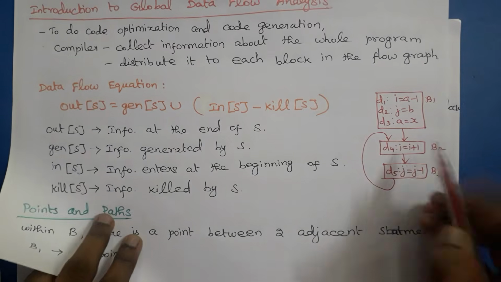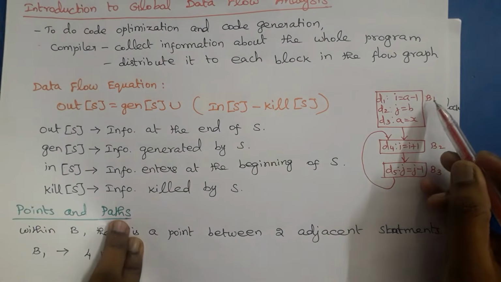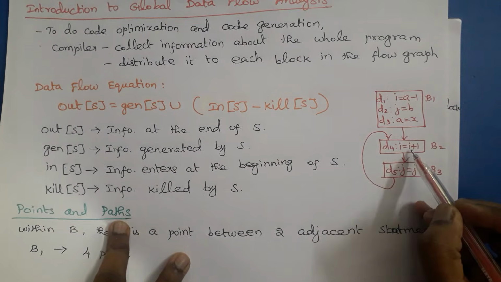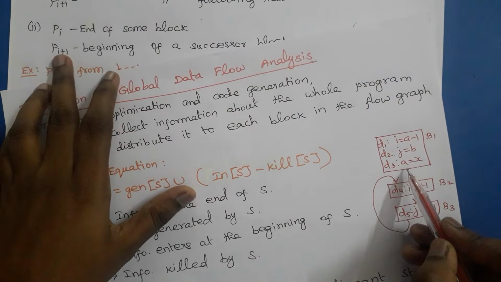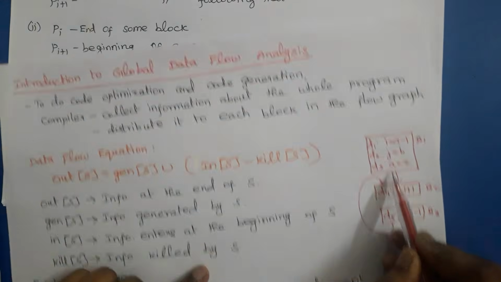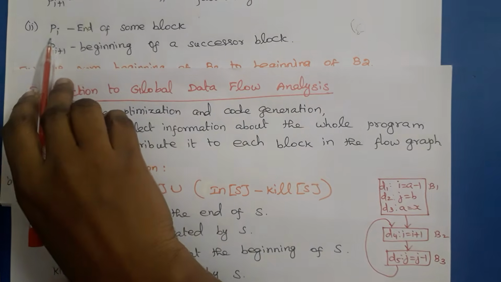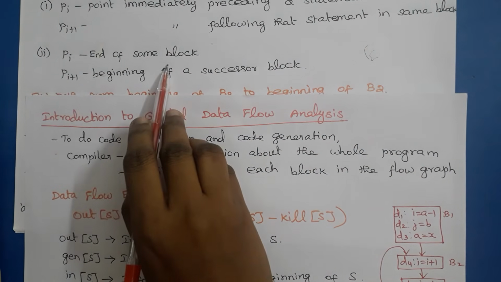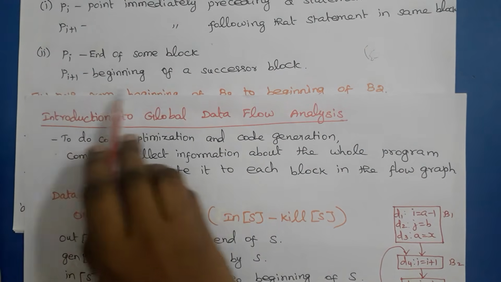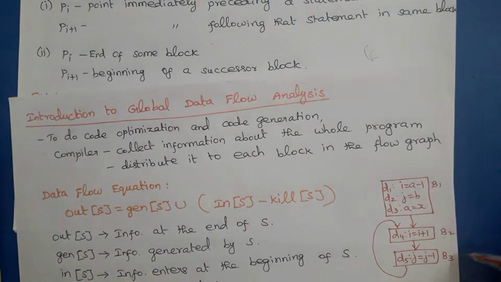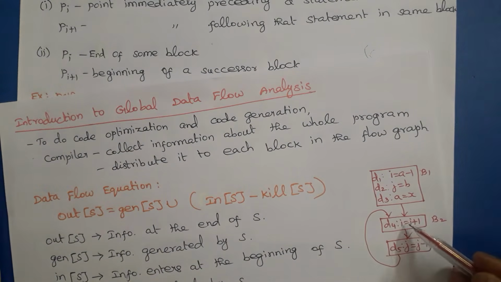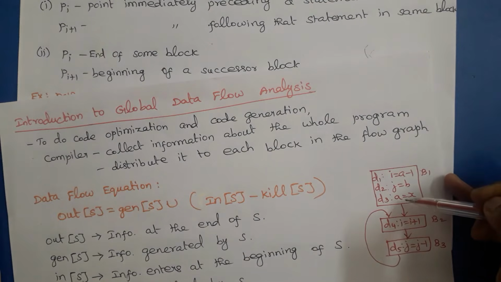So in this example, we can say that there is a path from B1 to B2, because here is Pi, here there is a point. From this point to this point, a path is there. Therefore, Pi is the end of block B1, and Pi plus 1 is the beginning of the successor block. Here B2 is a successor of B1. So we can say that there is a path from this point to this point, B1 to B2.